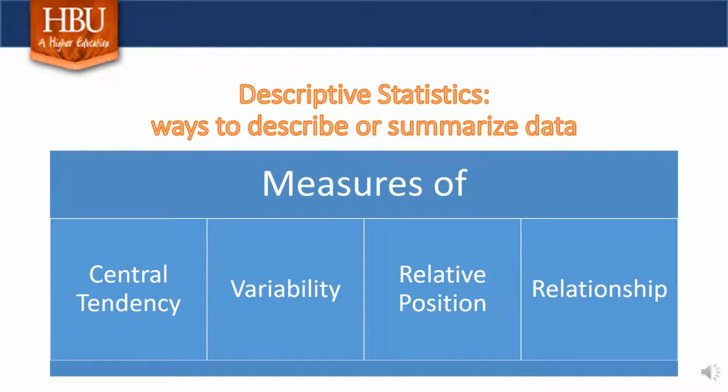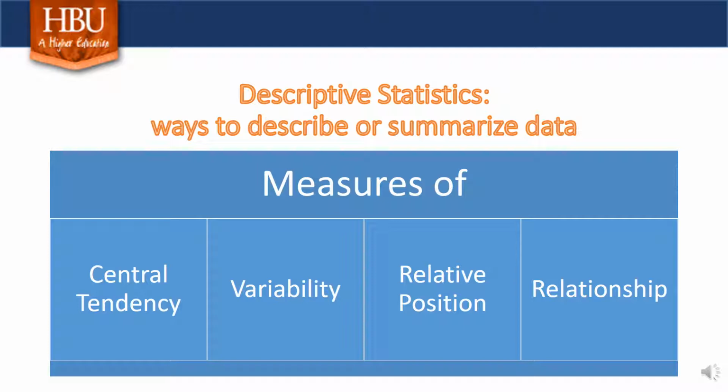Let's go on and talk about some descriptive statistics. Descriptive statistics provide ways in which we can describe or summarize our data. There are four ways to think about this: measures of central tendency, variability, relative position, and relationship. Let's first start with central tendency. This measure allows the researcher to describe a set of data with a single numerical value. It typically represents the average or the value associated with the dataset. A couple of things commonly seen with central tendency are the mean, median, and mode.